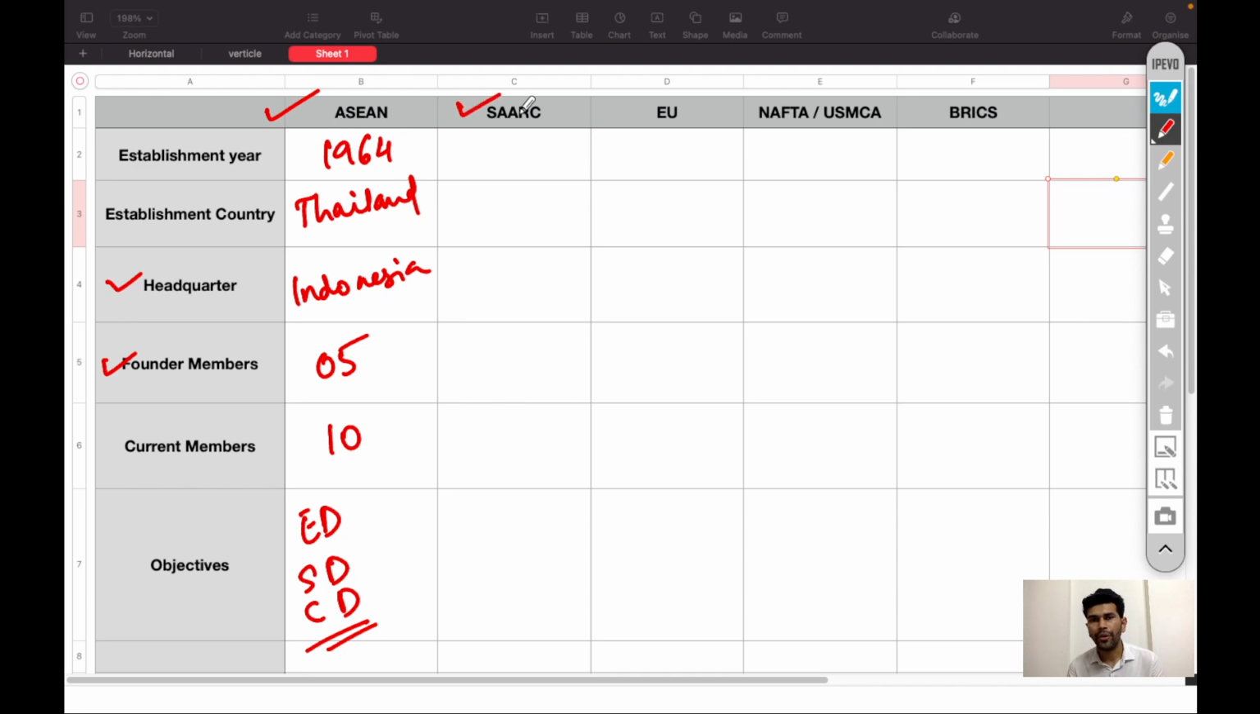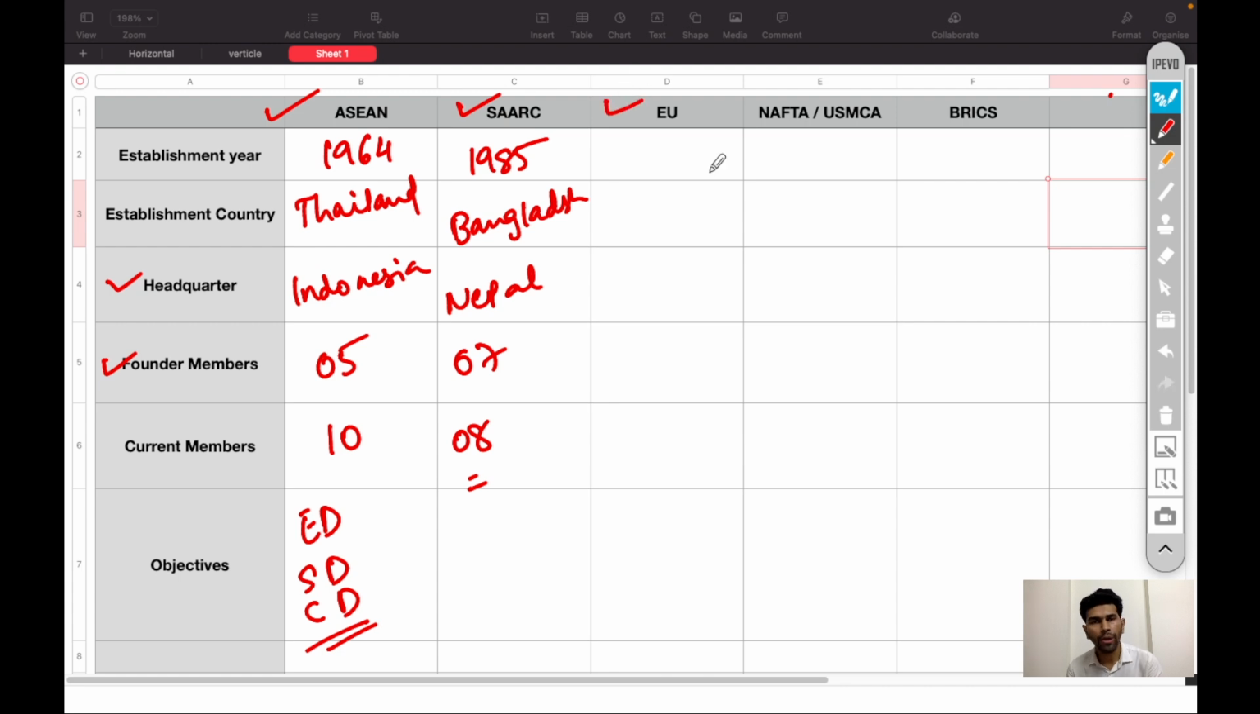Next is SAARC. It was established on 8th December 1985 in Dhaka, the city of Bangladesh. The headquarters is in Kathmandu, Nepal. Total 7 members were founders: India, Pakistan, Sri Lanka, Nepal, Bhutan, Bangladesh, and Maldives. Afghanistan was added later on. So there are total 8 member countries with the objective of economic, social, and cultural development to promote quality of life and social welfare.